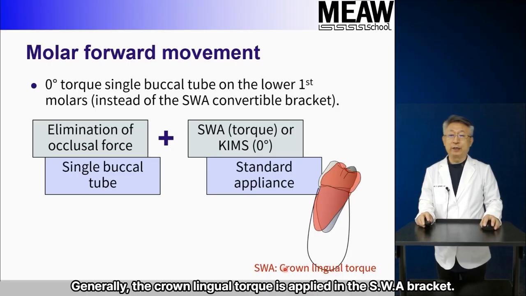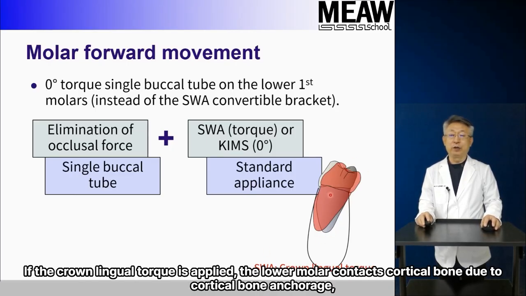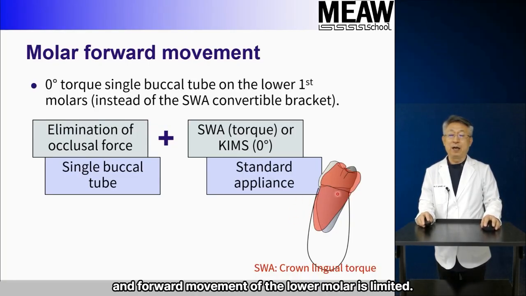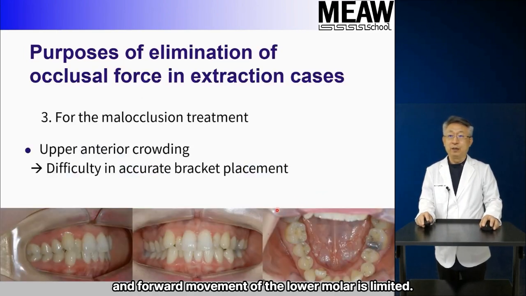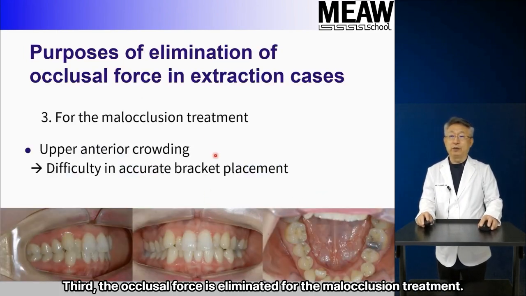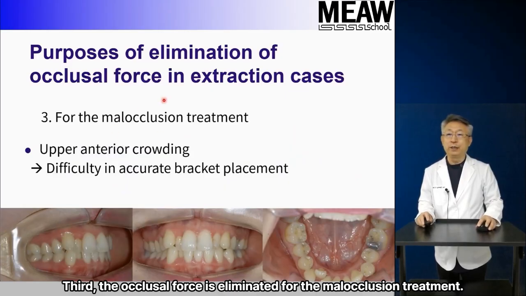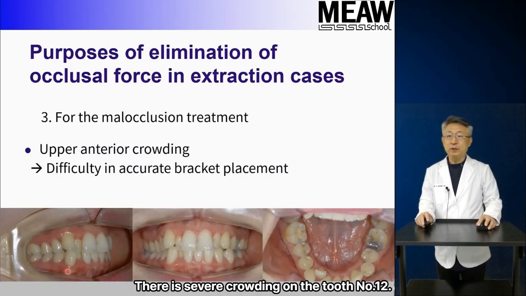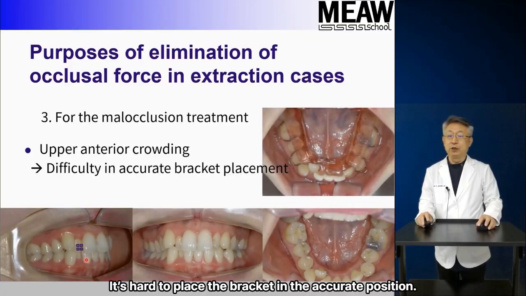Generally, the crown lingual torque is applied in the SWA bracket. If the crown lingual torque is applied, the lower molar contacts cortical bone due to cortical bone anchorage, and forward movement of the lower molar is limited. Third, the occlusal force is eliminated for the malocclusion treatment. There is severe crowding on the tooth number 12. It's hard to place the bracket in the accurate position.